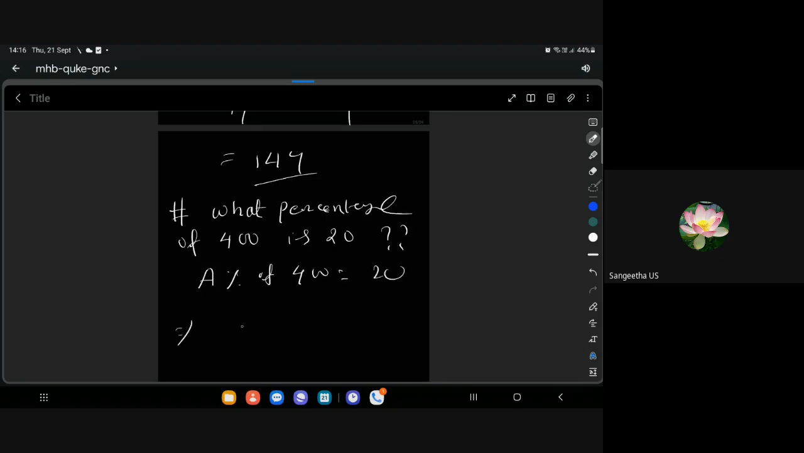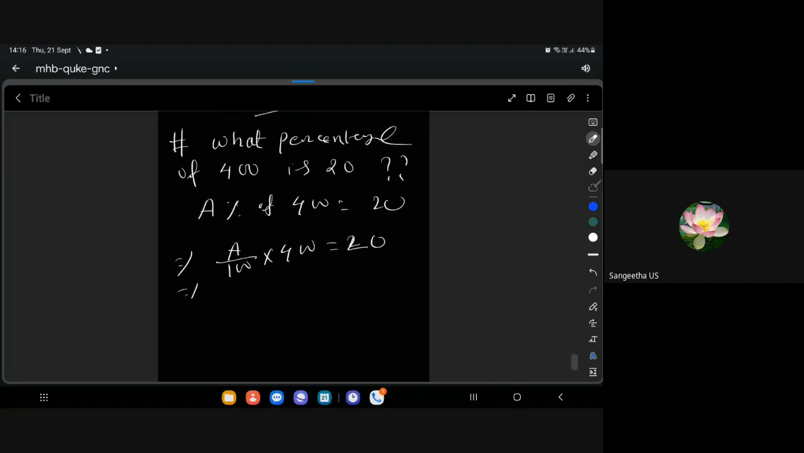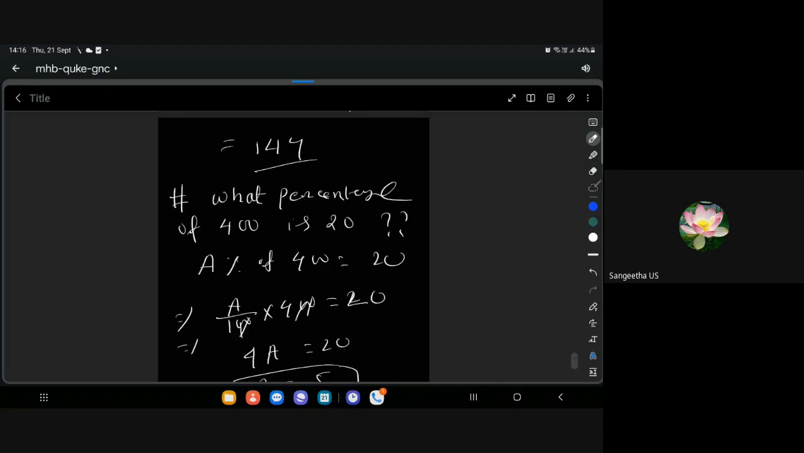That means a by 100 into 400 is equal to 20. Then it will give you how much? The zeros cancel, so 4a is equal to 20. So a will give you 5. So 5% of 400 is 20. Is this clear to everyone?